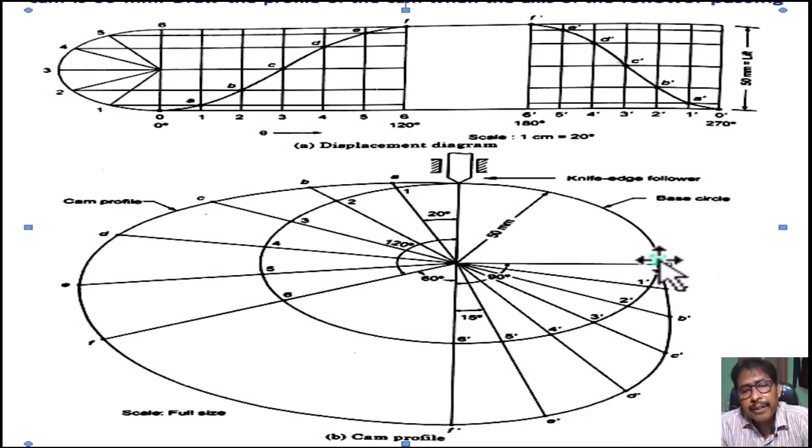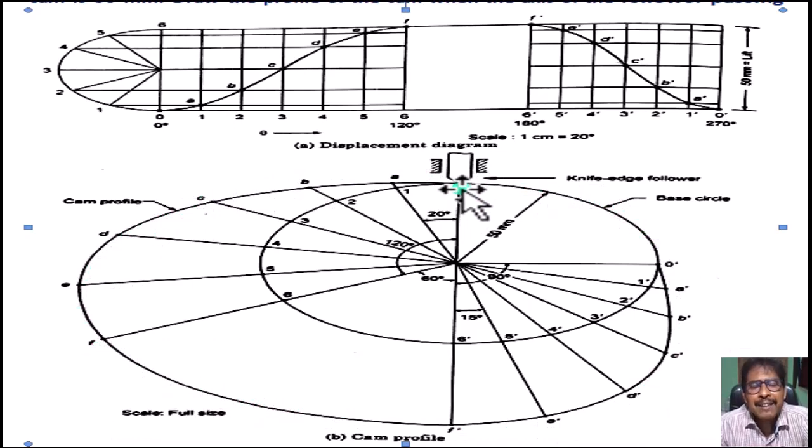Now this is the base circle portion, the dwell portion. Finally we take this curve portion and dip it with a pencil. This is the profile of the cam. Here the scale is full size, 1:1. So this is the cam profile.